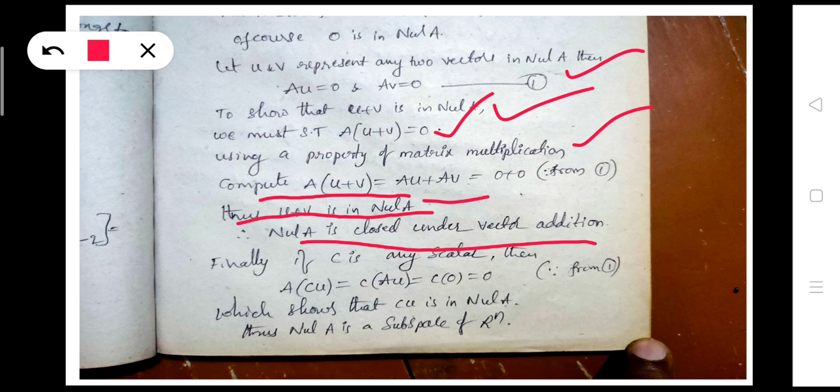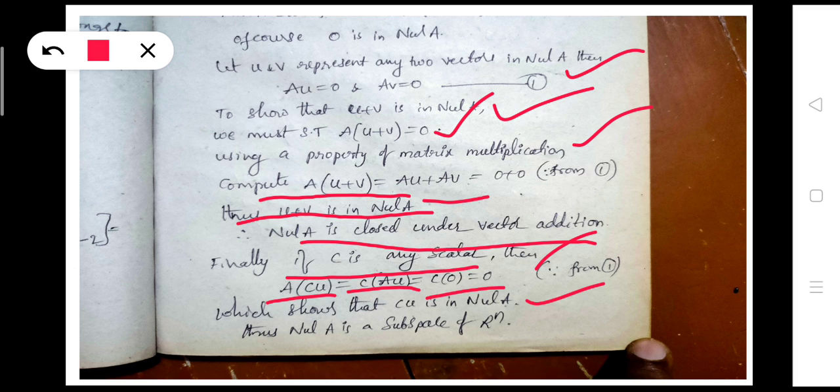Finally, you have to show that null A is closed under scalar multiplication. Consider C to be any scalar. Then A into Cu is equal to C into AU. What is the value of AU? It is 0. So C into 0 is equal to 0. So A into Cu is equal to 0, which shows that Cu is in null A.